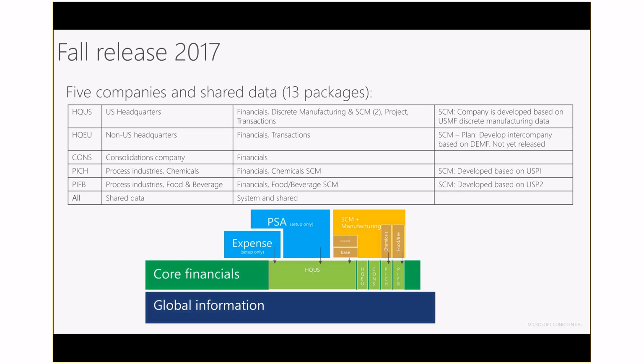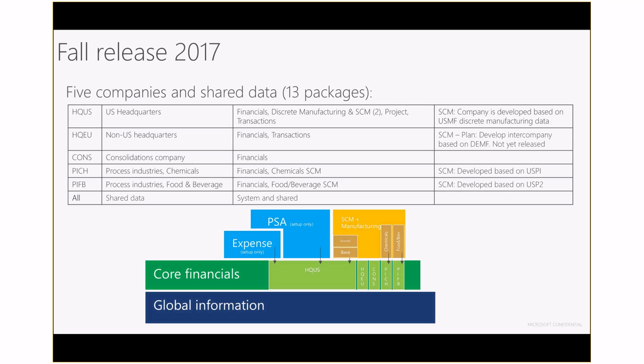The next two are process industry companies, one for chemicals and one for food and beverage. The financials are identical to HQ US, with a couple of minor differences, and in this next release we're going to make them fully identical. Overall, PICH and PIFB are almost identical to HQ US financials. The big difference is in the chemicals and food and beverage. Our supply chain team took the USPI and USP2 companies and converted them so that they sit on top of the financials we created. So you have a process industry specific chemicals company and a process industry specific food and beverage company. Again, the financials are the same as HQ US.